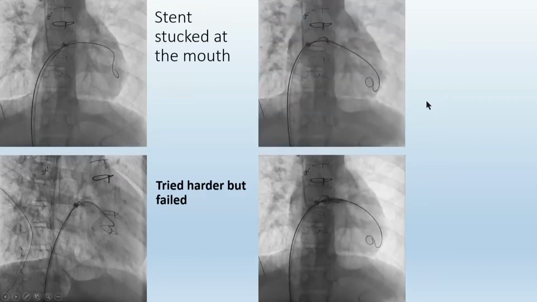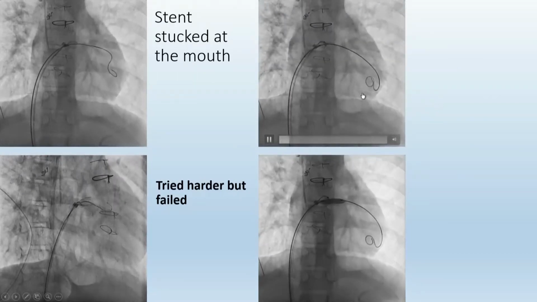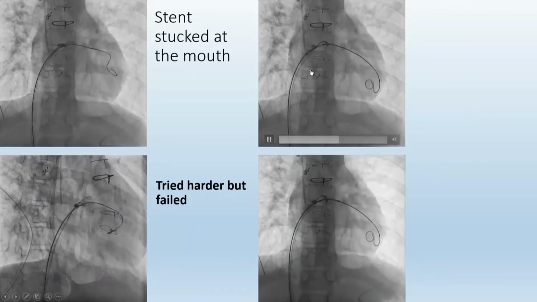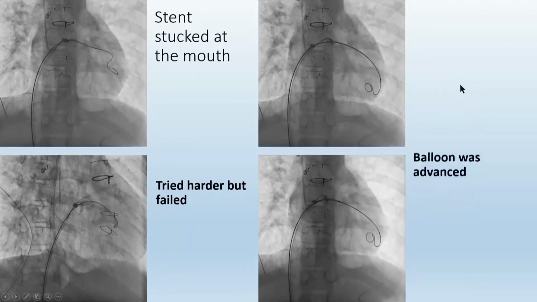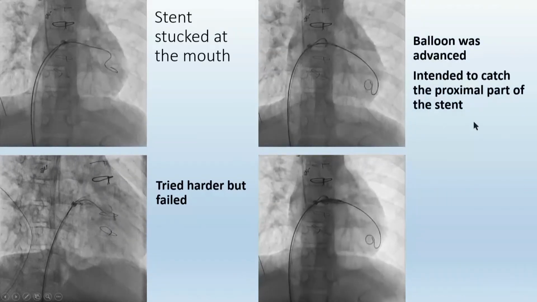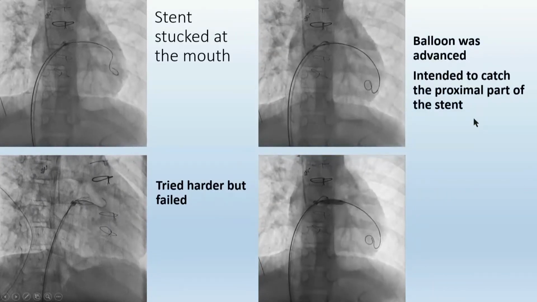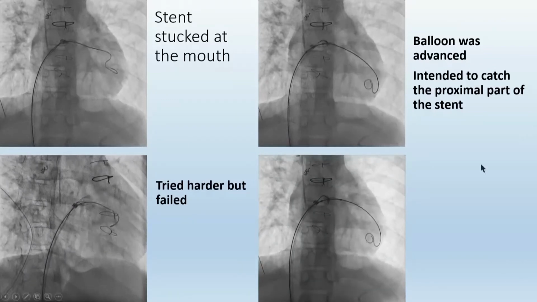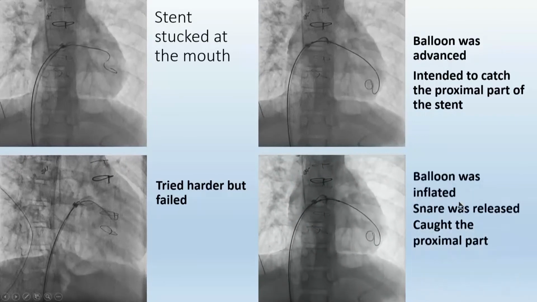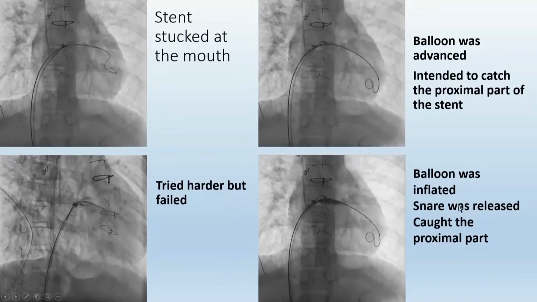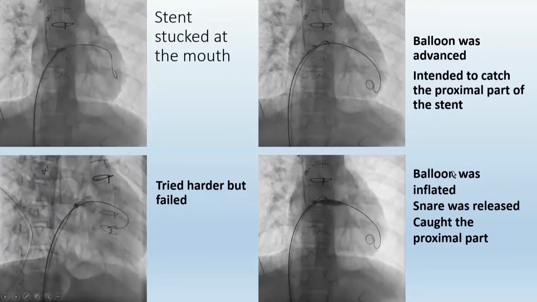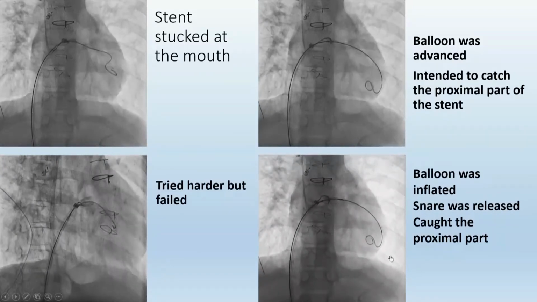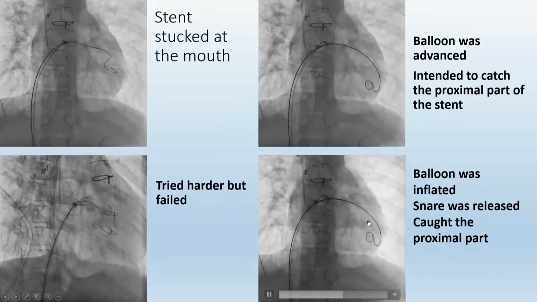So what I did, I re-advanced the stent back into the atrium, but this time I advanced the balloon back. The intention was actually to catch the proximal part of the stent, crush it, and then try to bring the stent back into the sheath. So that was what was done. The balloon was inflated, the snare was released, and I tried to crush the proximal part of the stent.